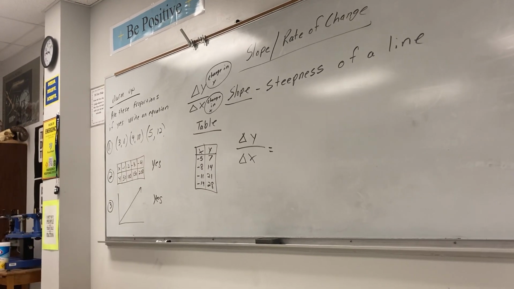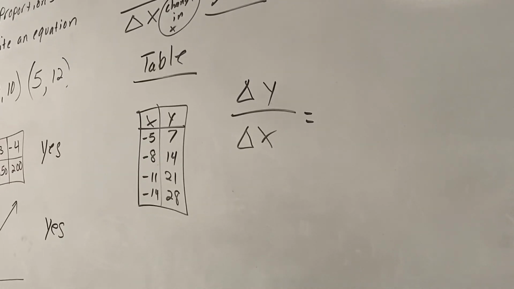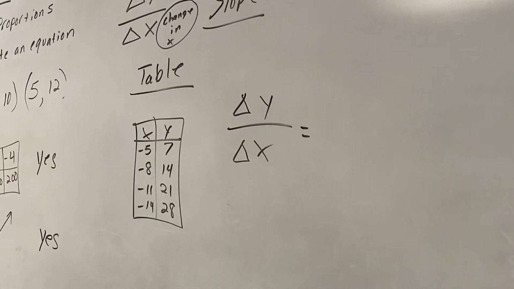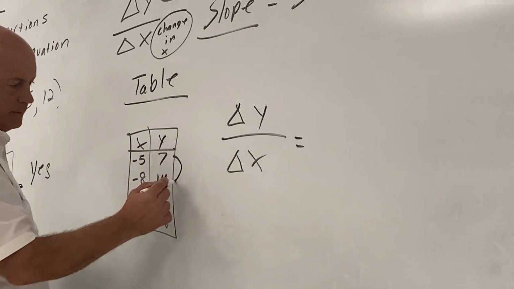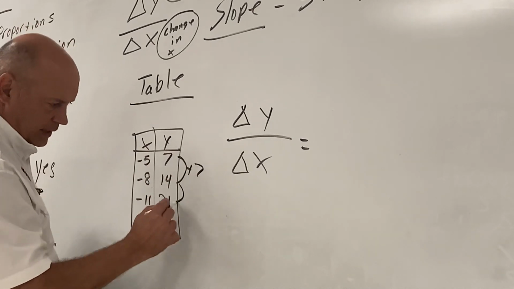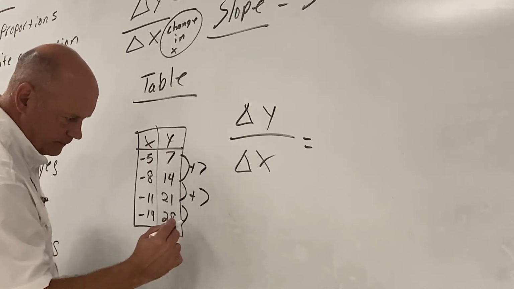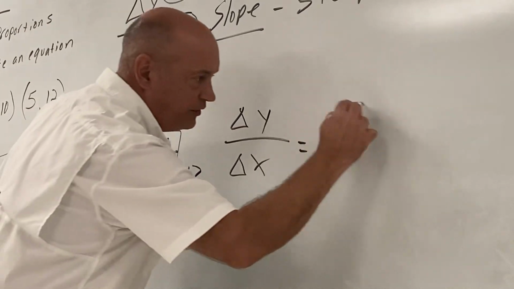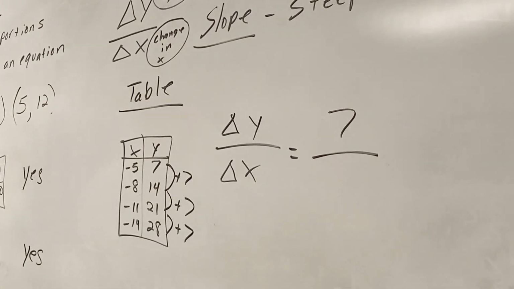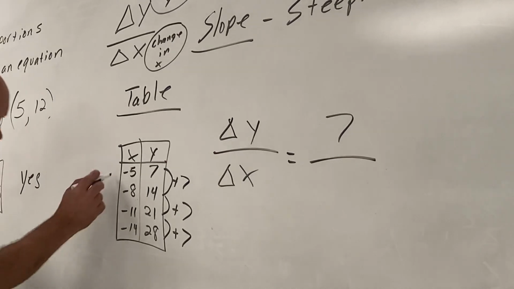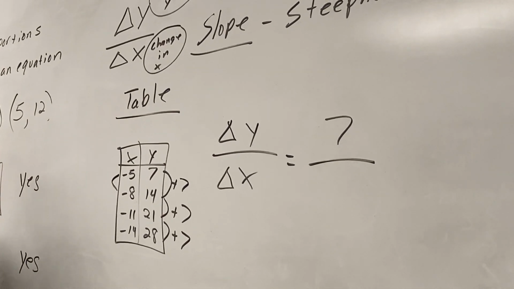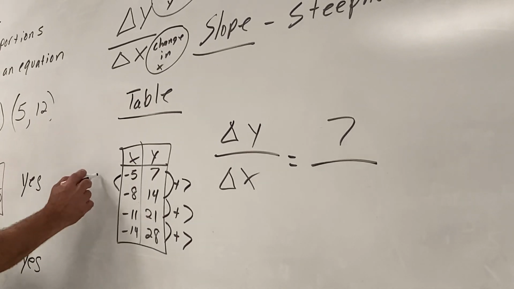Let's find the slope of this set of data the same exact way. How much are my y's changing? 7. 7. 7. So let's put 7 for the change in y. How much are my x's changing? Negative 3. They're going down 3. You need to put negative 3.